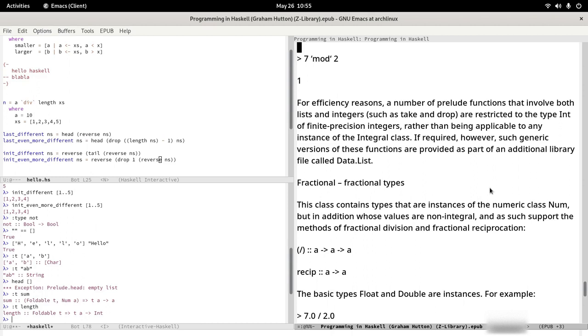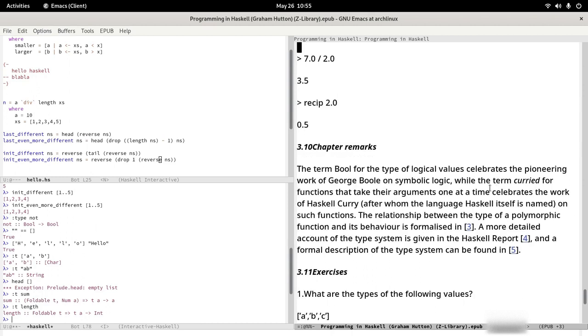Fractional types. This class contains types that are instances of the numeric class Num, but in addition whose values are non-integral, and as such support the methods of fractional division and fractional reciprocation, divide and recip. The basic types float and double are instances. For example, 7.0 divided by 2.0 is 3.5.